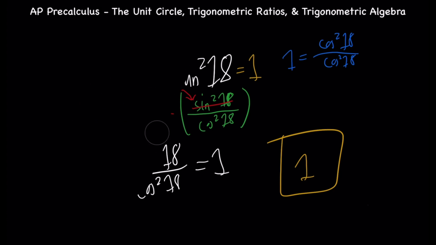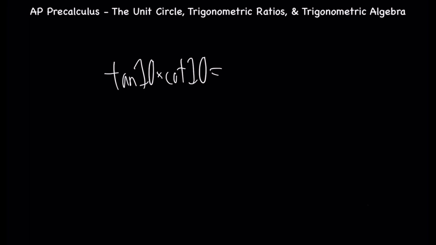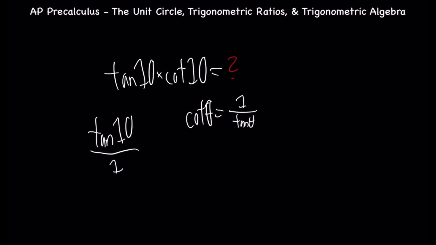Let's go over another one. What does this equal? If you want, you can pause this video and try it for yourself, but I'm going to do this right here. So remember that cotangent is equal to 1 over tangent. Tangent of 10 can also be expressed as tangent of 10 over 1, because if you divide tangent of 10 by 1, you still get tangent of 10. So they're essentially just equal.